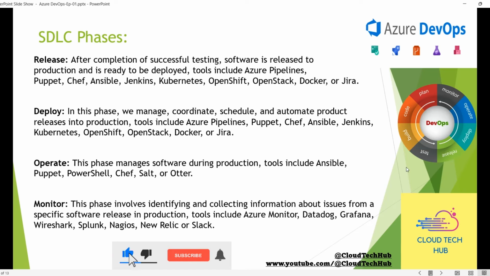Operate is the seventh phase of the SDLC. This phase manages software during production. There are various tools used for operating the application, such as Ansible, Puppet, PowerShell, Chef, and so on.